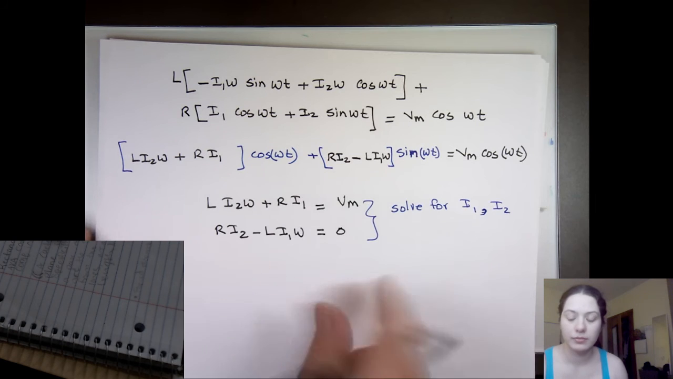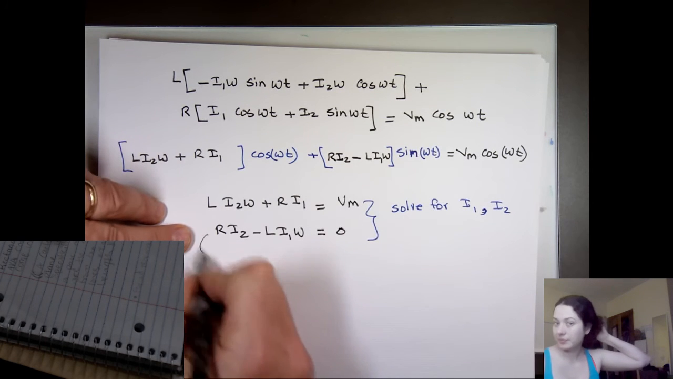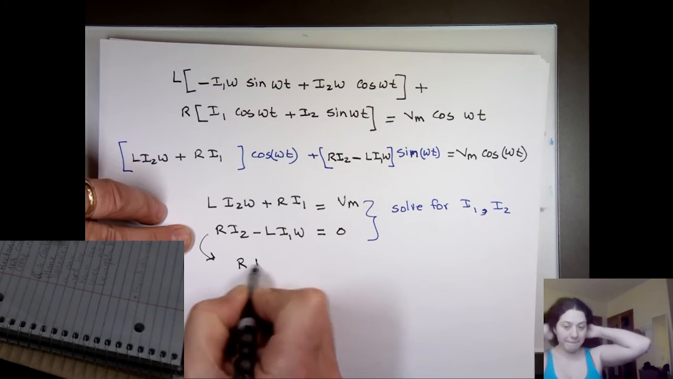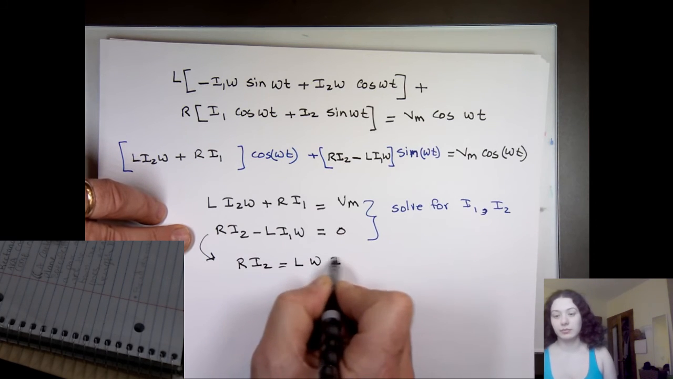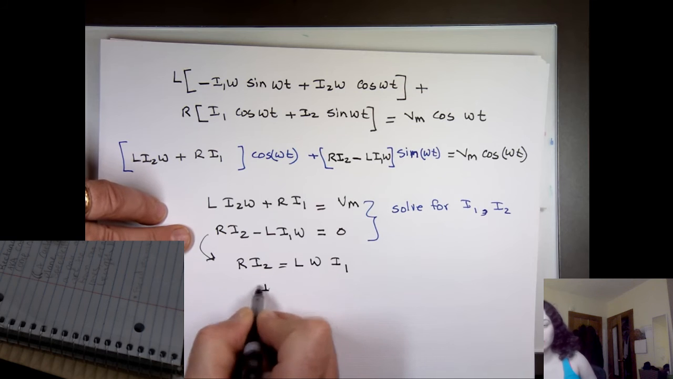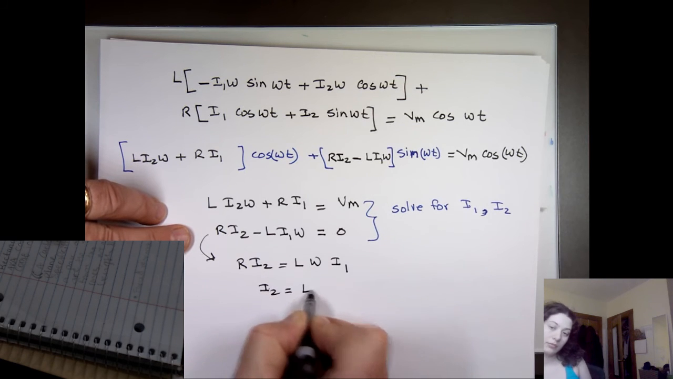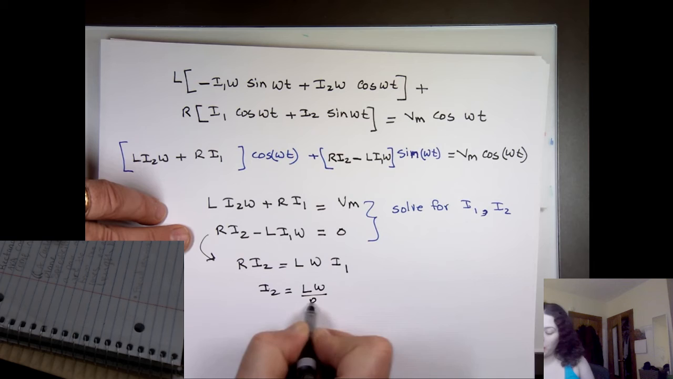Now you can use substitution if you want to. This equation says R times I sub 2 equals L W times I sub 1. Divide by R, I sub 2 equals what? L W over R times I sub 1.